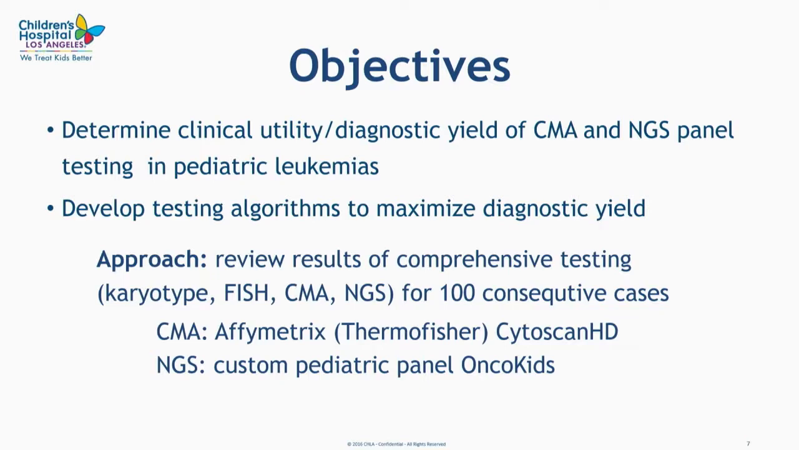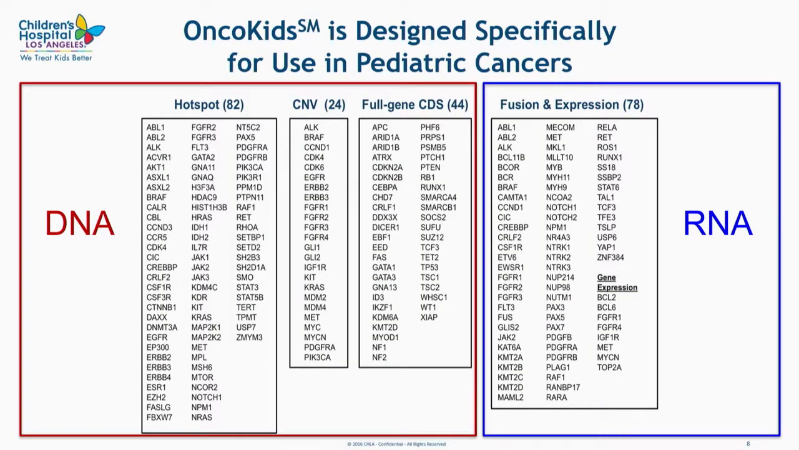For CMA, we are using the Affymetrix CytoScan HD array, which I'm sure most of you are familiar with, so I don't need to introduce that platform. For next generation sequencing, we're using our custom panel, which we developed in collaboration with Thermo Fisher. And luckily now, even that has been introduced, if you heard the Thermo Fisher talk at the vendor showcase earlier today. So I will just very briefly say a few words.